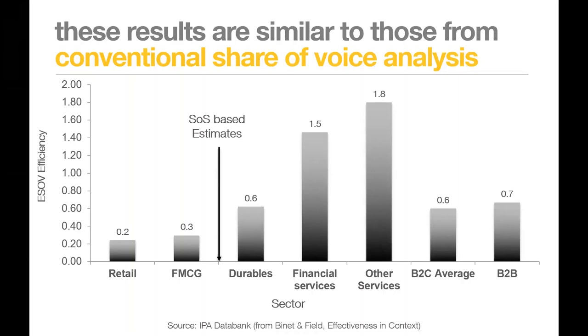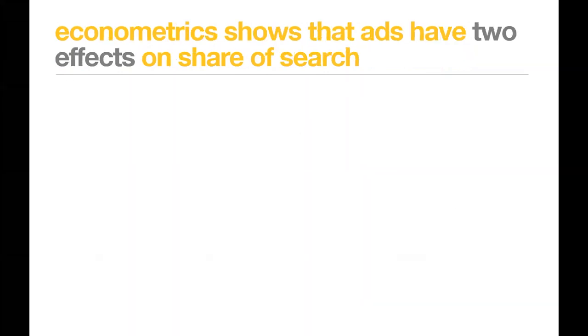So we can see, for example, for FMCG, a 10% increase in share of voice typically leads to a 0.3% increase in market share. For durables, it's 0.6. As you can see, there's a lot of variation by category, and the estimates that we're getting from our share of search analysis fall pretty much in the middle of that range. So at least in terms of order of magnitude, the way that share of search responds to share of voice seems to be very similar to the way share of market responds to share of voice. I think that's quite an interesting sort of corroboration, if you like.